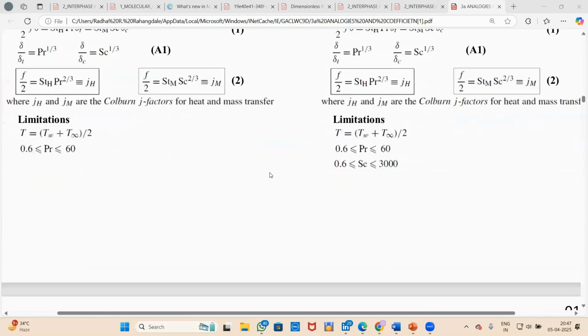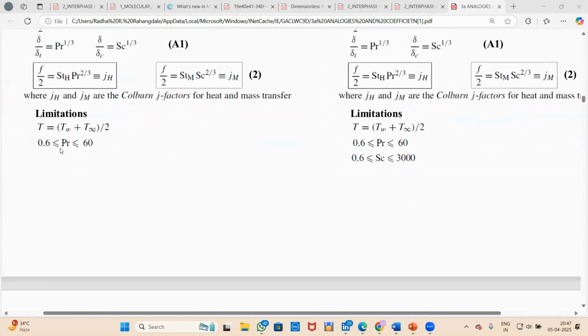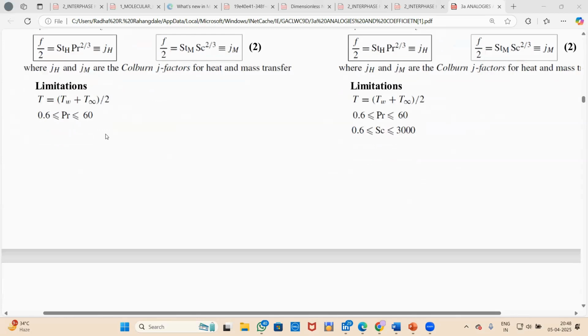Further on, moving to the limitations, there is a range of Prandtl number. If Prandtl number varies from 0.6 to 60, then only we can use the Chilton-Colburn analogy. So before moving forward in any question, let's first find the value of Prandtl number. If it lies between 0.6 and 60, then use the Chilton-Colburn analogy. And also, the Schmidt number should range from 0.6 to 3000. If any question has a Schmidt number range between 0.6 and 3000 and a Prandtl number between 0.6 and 60, then only use the Chilton-Colburn analogy.